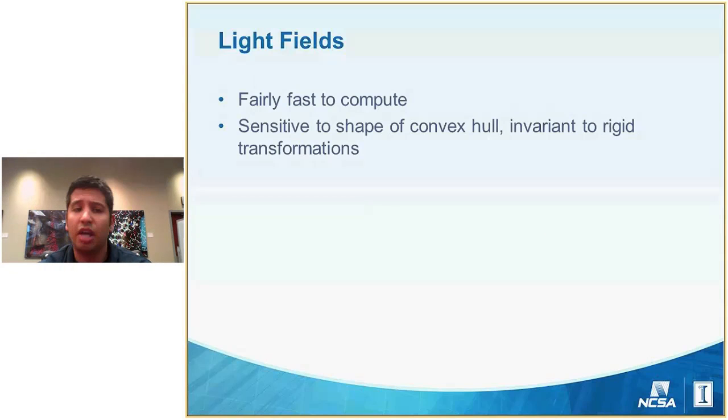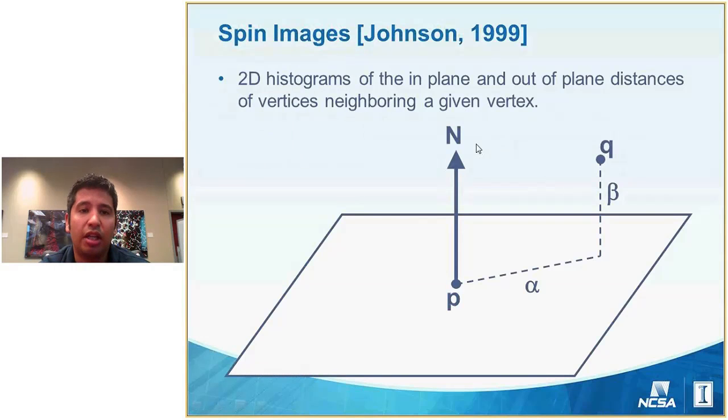So that's kind of one of the ways the different measures are different. Light fields doesn't care about orientation changes. Also, it doesn't care about scale. So basically, this is what it's good at.